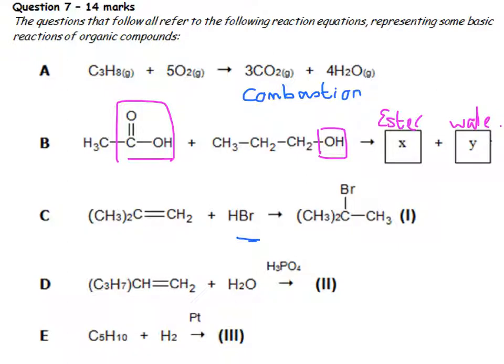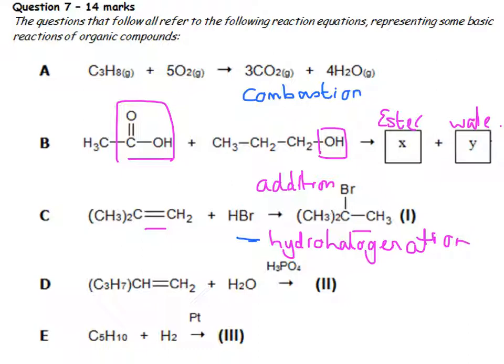In C, I've got a double bond becoming a single bond, so that is an addition reaction. And in fact, it's a special addition. It's a hydrohalogenation. Because I'm adding hydrogen, halogenation. And I'm adding bromine, which is a halogen.